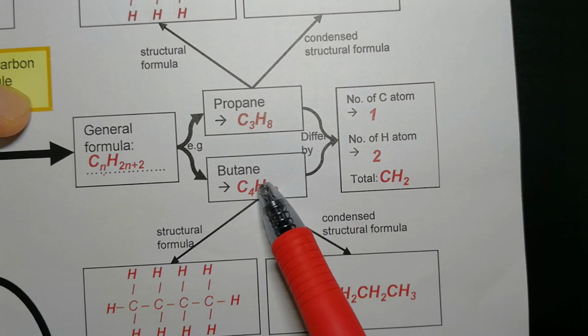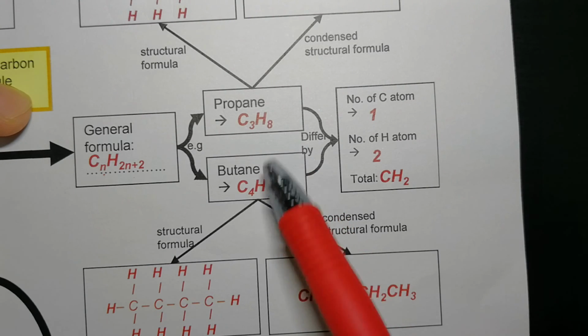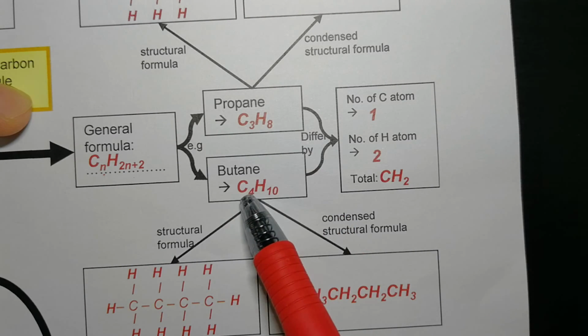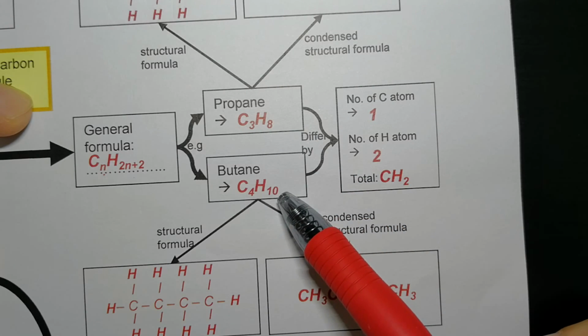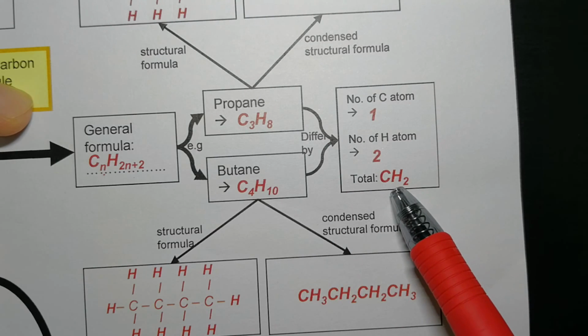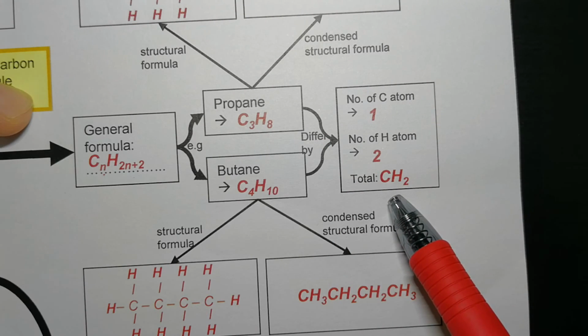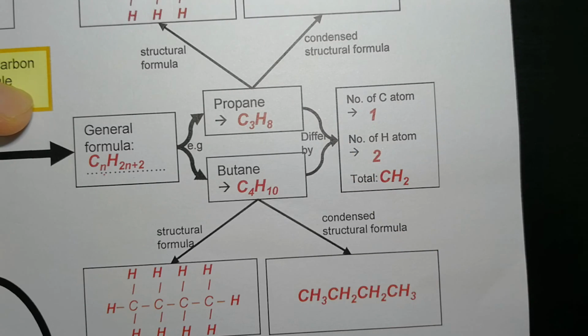Now, propane and butane, you have 3 carbon atoms and 4 carbon atoms. The difference is how much? You have 4 carbon atoms here and 3 carbon atoms here, so the difference is 1 carbon atom. And then 10 hydrogen atoms and 8 hydrogen atoms, so the difference is 2 hydrogen atoms. So the difference is CH2. So for successive alkane molecules, the difference is CH2.